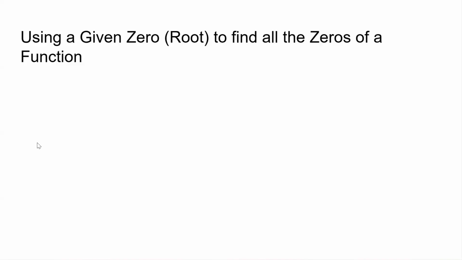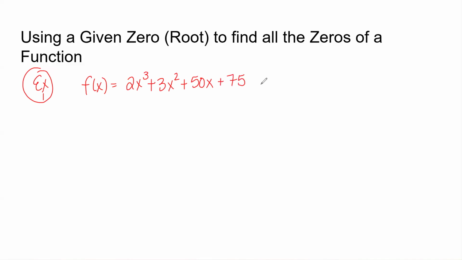Alrighty, so let's get started. Here's my example 1. We have the polynomial f of x is 2x cubed plus 3x squared plus 50x plus 75. And we are given that the first root, or zero, is 5i.